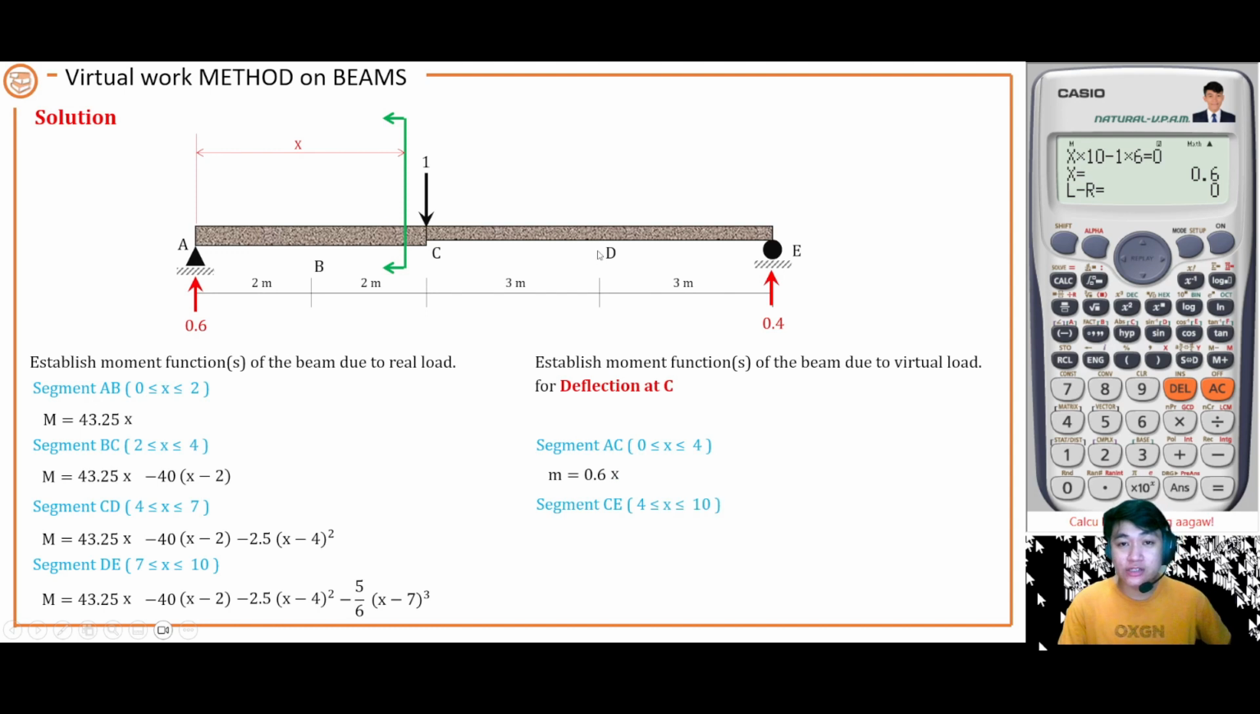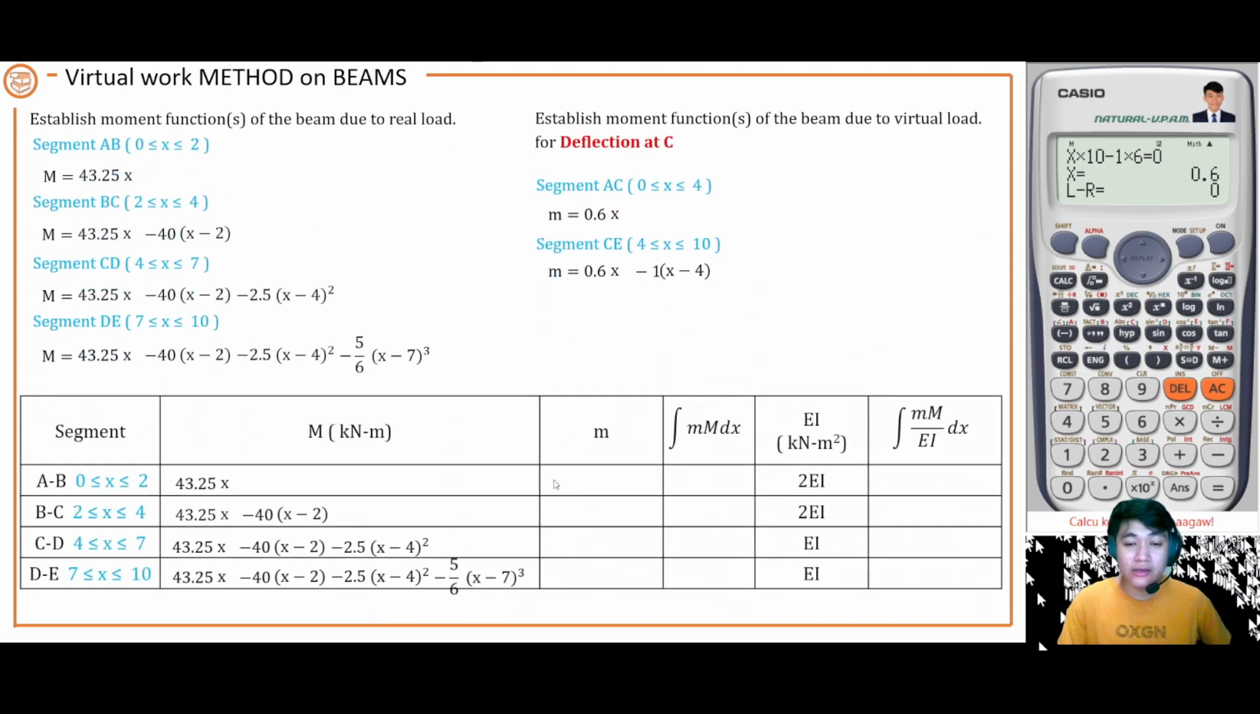Next, let's move the cutting section to C to E. Clockwise is positive. So we have 0.6x minus 1 times the distance, and this distance is x minus 4. So that's it. We just have to tabulate this and then perform this using your calculator. I hope you can solve this. Try to solve this and check if this is correct.